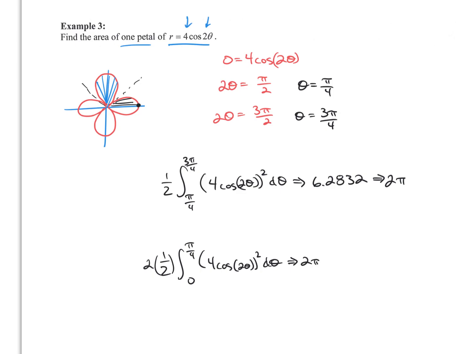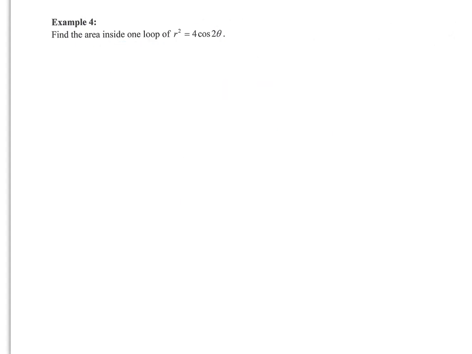And so there's a lot of different ways you can do these problems. It kind of depends on your preference sometimes. All right, cool. Let's do another one. So this one we're going to find the area inside one loop of r squared equals 4 cosine of 2 theta. So is this one that we know?